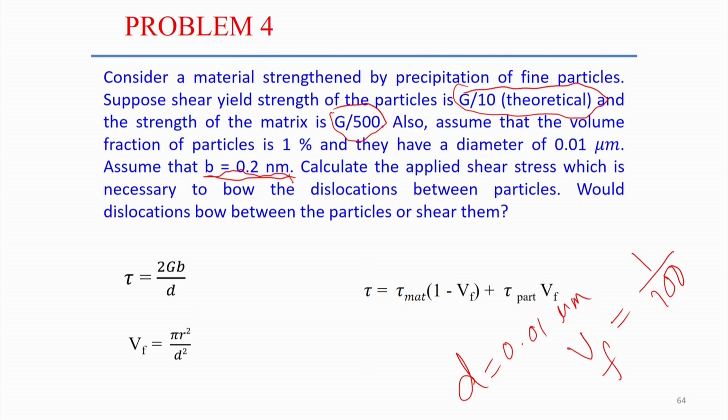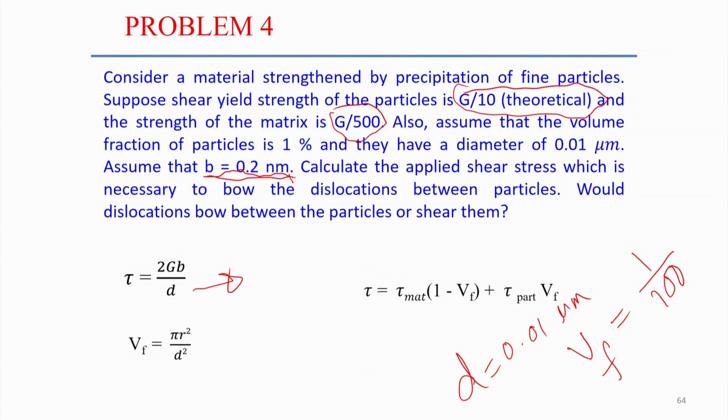In this case we assume the situation is like that. During the bowing, the dislocation will try to form a semicircular shape. When it forms the semicircular shape, the shear stress required is equal to 2Gb/D.